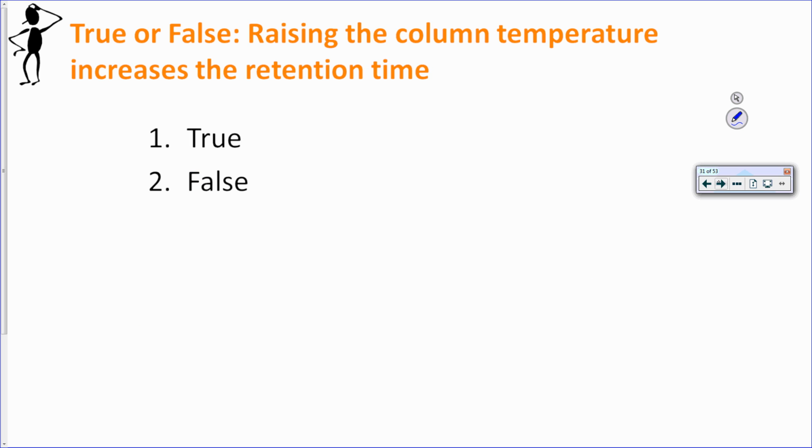All right, so let's see: raising the column temperature increases retention time. That would be a false statement. Whenever the oven temperature goes up, everything's going to come off faster, because you're going towards volatility.